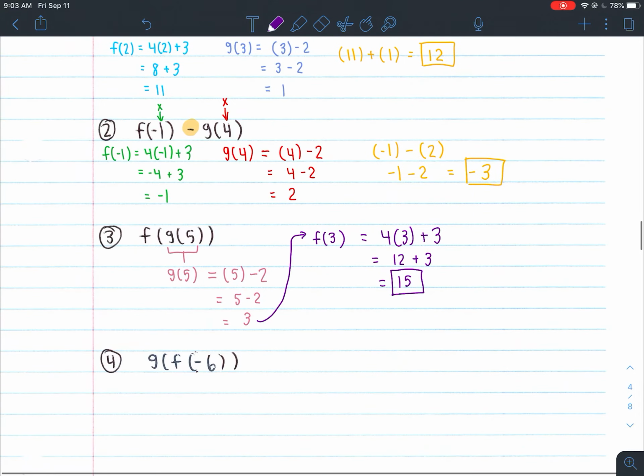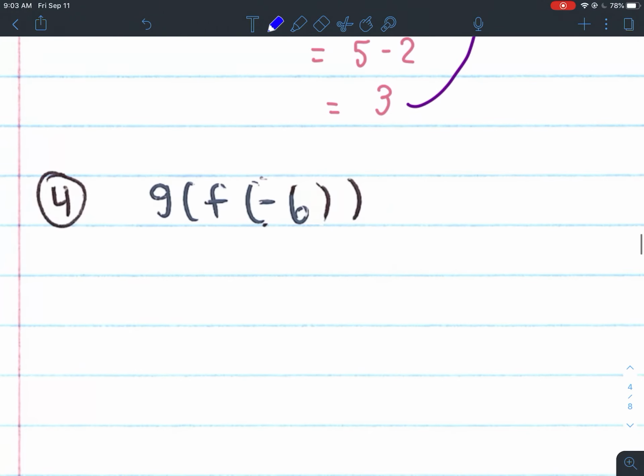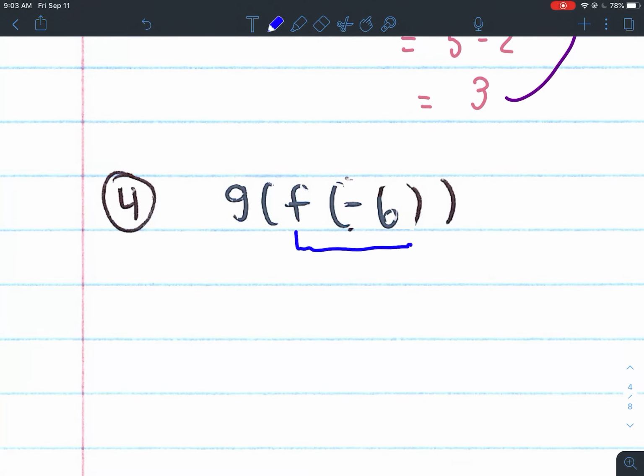All right, moving on to the last one, number 4. We have g of f of negative 6. This is the one where they're encased inside of each other. You always start on the inside first. So I'm going to start on the inside of these. The inside is telling me to do f of negative 6 first.